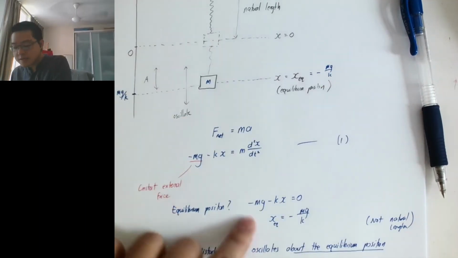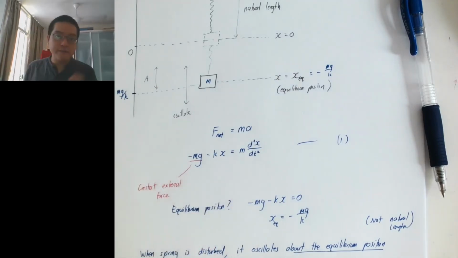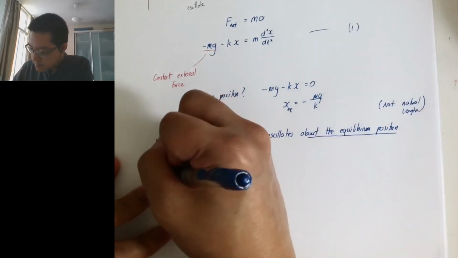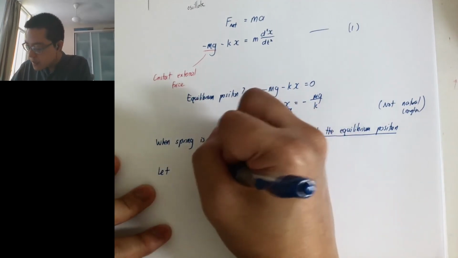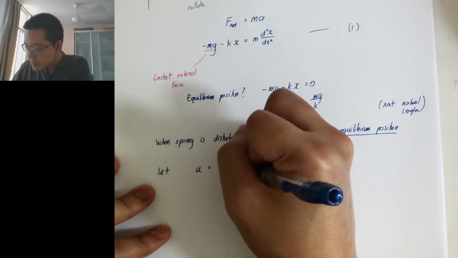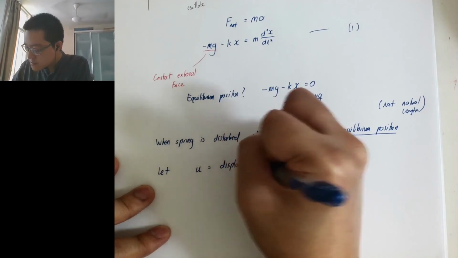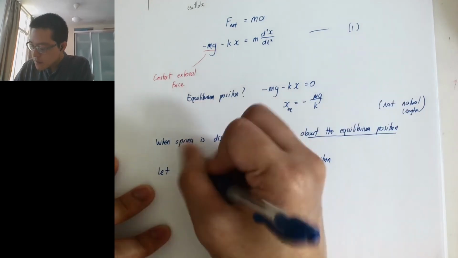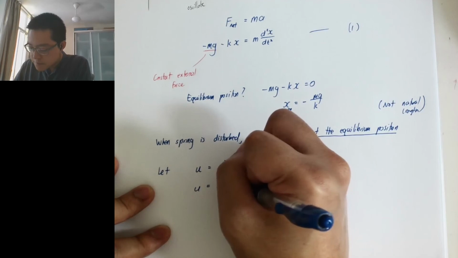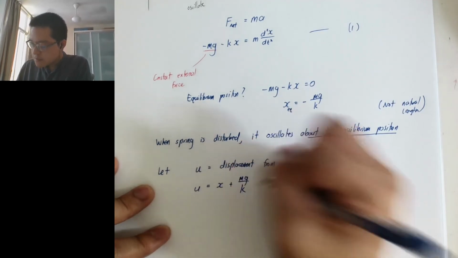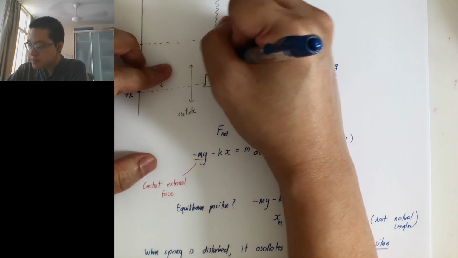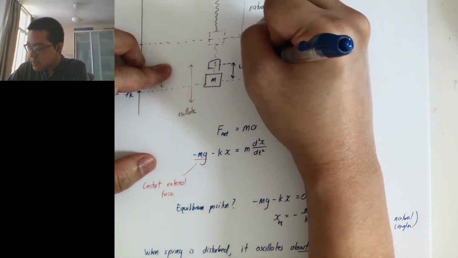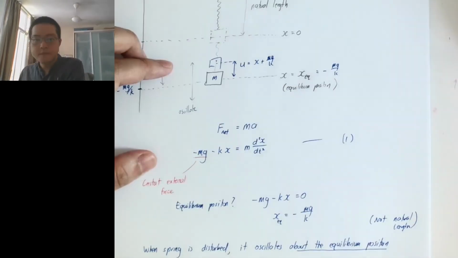in order to solve this differential equation, it will be easy if I define a new variable. Let's call this new variable u. Define u to be the displacement from the equilibrium position. In other words, u is defined to be x plus mg over k. So let's say my box is here, then this distance u is equal to x plus mg over k. Does it make sense?